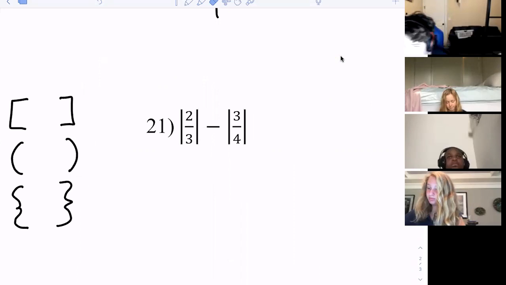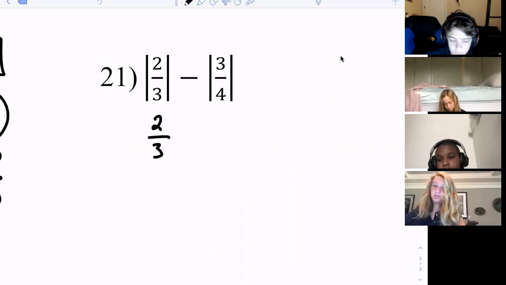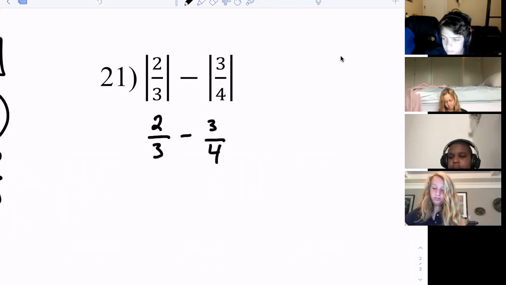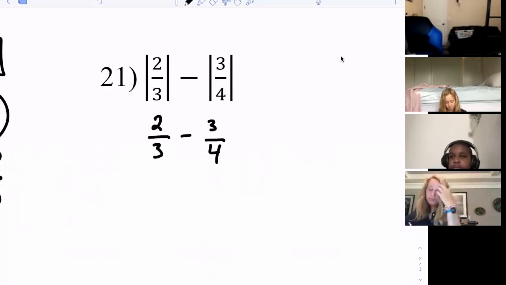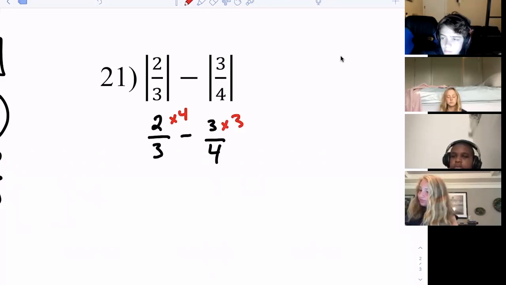All right, so everybody up on the board now. Absolute value of 2/3 is 2/3. Absolute value of 3/4 is 3/4. So it's just 2/3 minus 3/4. So we need a common denominator. The common denominator is 12. So you should be able to say at this stage of the game, I'm just going to multiply this by 4, and we'll multiply this by 3. Come on, you have to be able to do that.